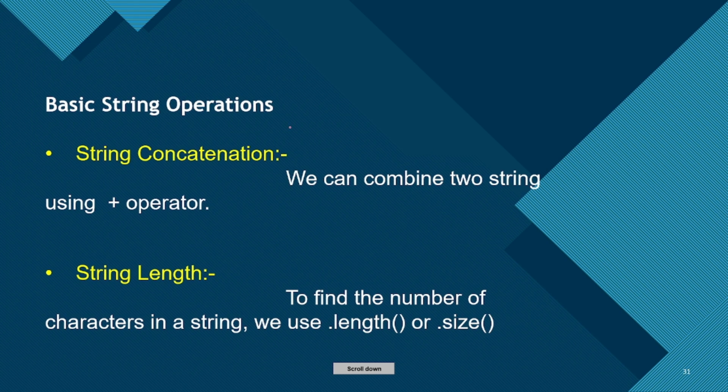So let's go. The first one is string concatenation. Its pronunciation is a little bit difficult, I hope you understand. It means we can combine two strings. That is, if I write something in string 1, like Karan, and again in string 2 I write something, like loser.